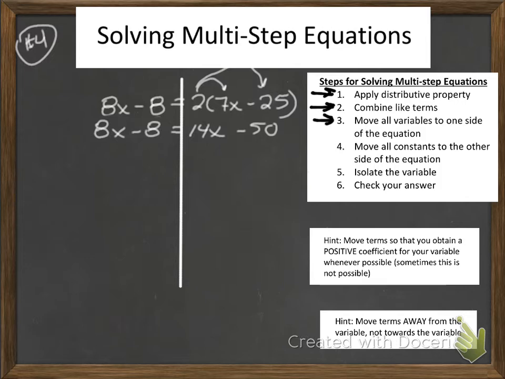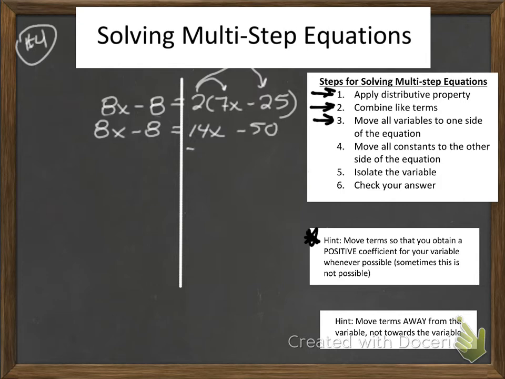The next thing I'm asked to do is to move all variables to one side of the equation. So notice I've put this hint down here for you, and this is a preference, not a rule. What I try to do, if I can, and it's not always possible, is move my variables so that I end up with a positive coefficient for x, or whatever the variable is. I just do this because of human error. Sometimes it's easy to drop signs or make mistakes when you're working with negative signs. If you give yourself a positive coefficient, then you're just less likely to make mistakes.